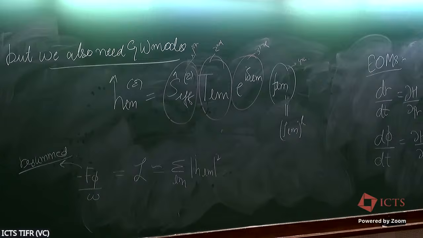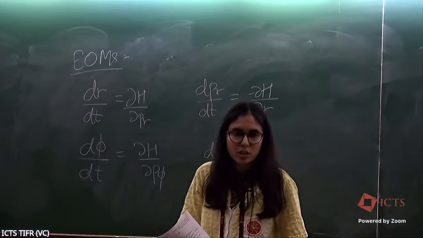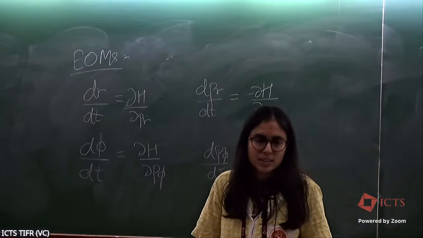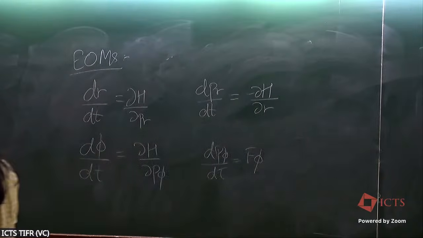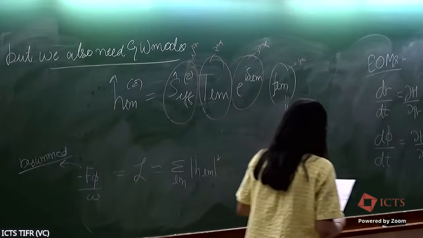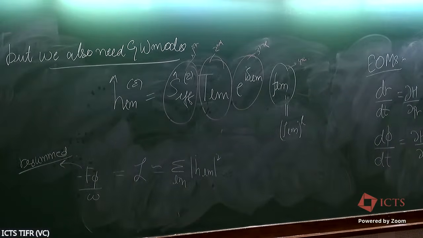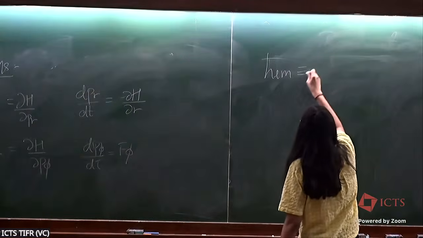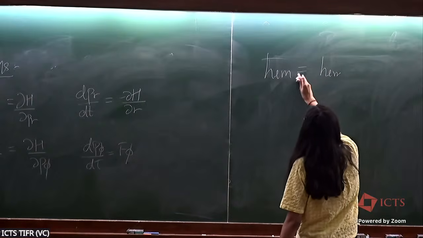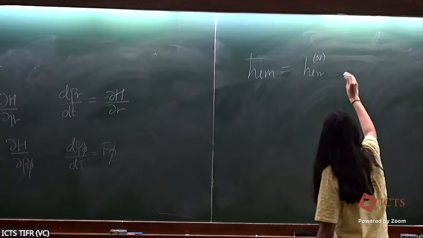But here, all the construction that we did was for circular orbits, and plunge is not circular. So we need to take into account some other thing as well. So what we do is, this h_lm that we said initially was, so we begin with h_lm being h_lm Newtonian.